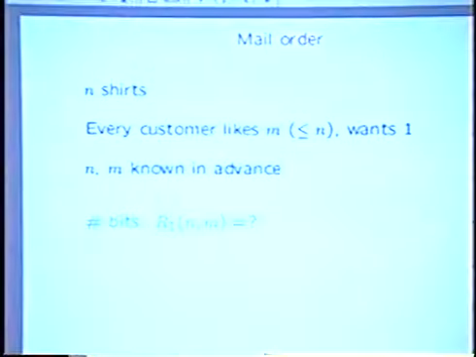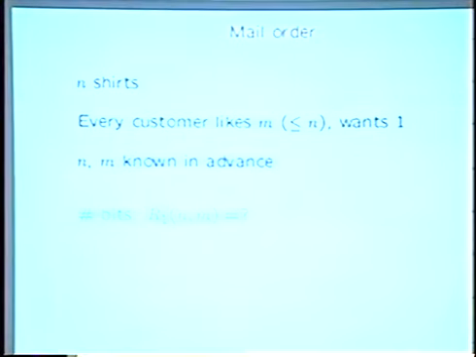So think that there's a mail order firm, and they sell shirts, and they have N shirts in their catalog. And they've done this for a while now, and what they've seen is that every customer likes exactly M shirts out of the N and wants exactly one. It doesn't care which one.